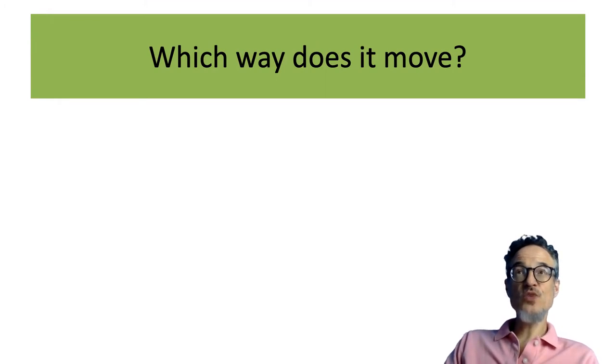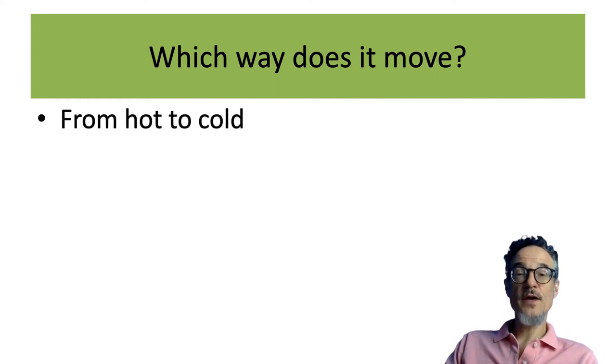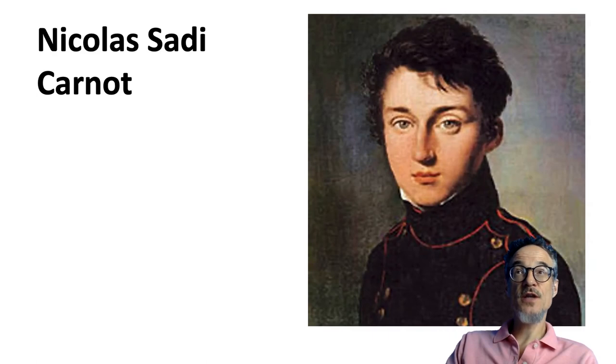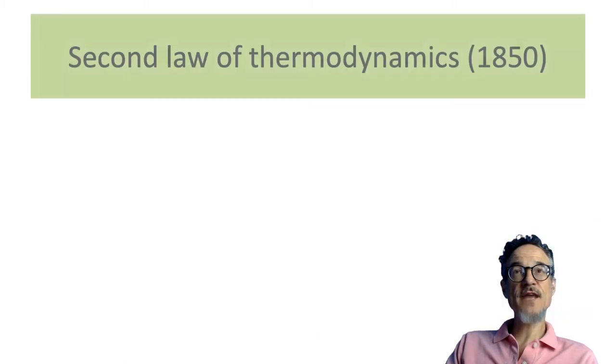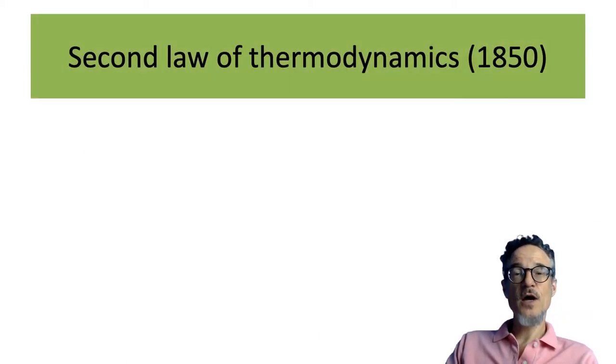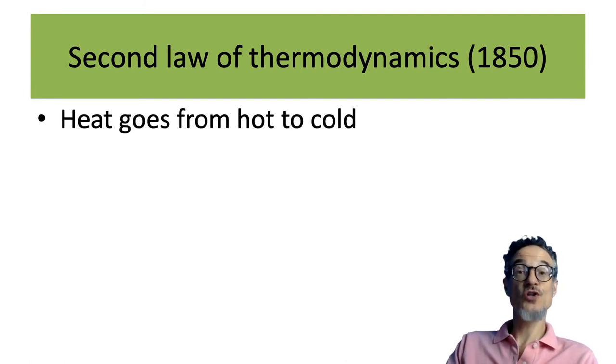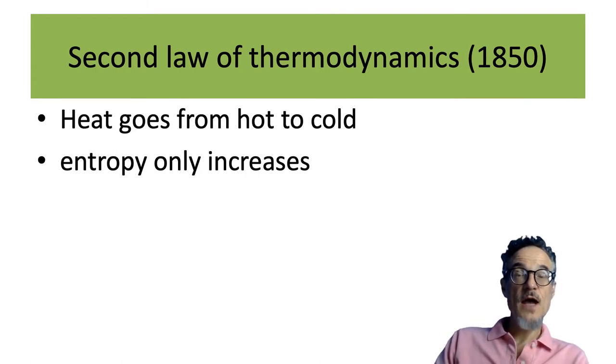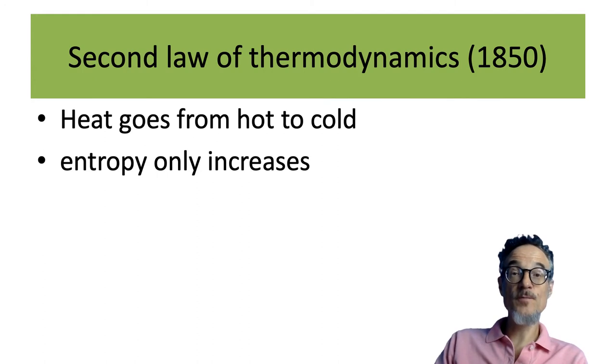Next question is which way does heat move? And heat only moves one way. Heat will only move from hot to cold. This is Nicolas Sadi Carnot, who was, again, around the same time, around the 18th and 19th century. And he came up with the second law of thermodynamics, which is that heat goes from hot to cold. Entropy increases. And we'll talk more about the second law next time.